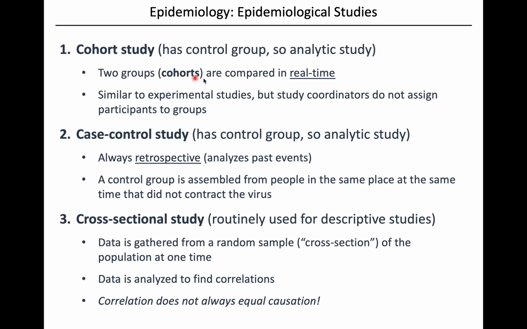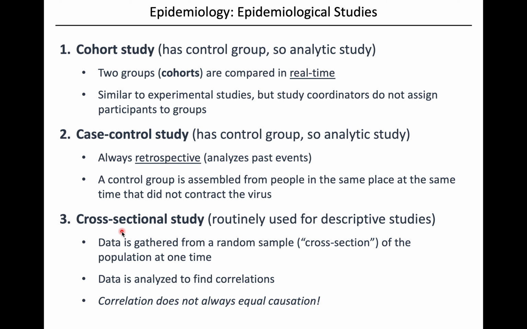In a cohort study, you've got 2 groups that are being compared in real time, whereas case control studies are always going to be retrospective, meaning you're looking at events that happened in the past, right? Looking at data that's basically already been collected from individuals, and you're assembling that control group from people that happen to be in the same place at the same time, that didn't contract the virus. Whereas, in the cohort study, because it's in real time, you have a control group from the get-go moving forward, but people are not being specifically assigned to those particular groups, right? We're pulling those out of the existing population.